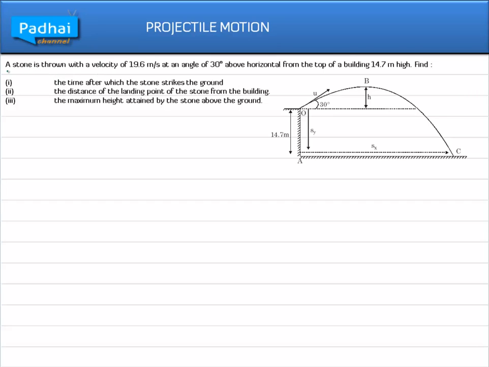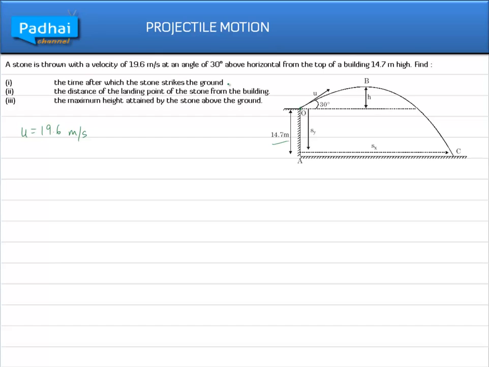This example says that a stone is thrown with a velocity of 19.6 meter per second at an angle of 30 degree above horizontal from the top of a building which is 14.7 meter high. Now this building is 14.7 meter high, and a person is throwing a stone with a velocity of 19.6. That means we are given u is equal to 19.6 meter per second, and theta is 30 degree above horizontal from the top of a building 14.7 meter high. We have to find the time after which the stone strikes the ground.